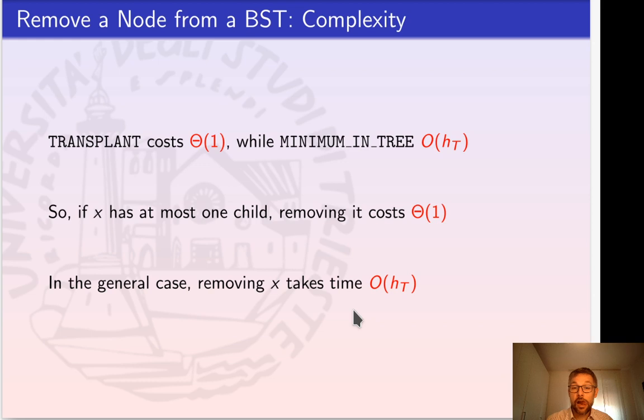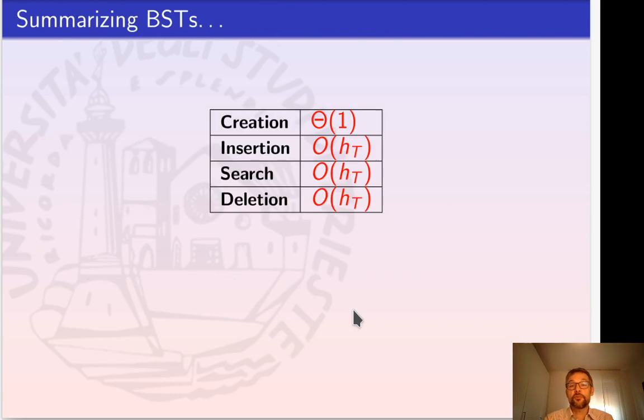And this is it. So right now we know how to create a BST, which is quite easy. We simply have to assign to T.root the value nil. We know how to insert a value. We know how to search for a value. We know how to delete a value. And these are the complexities for all these procedures in a BST.